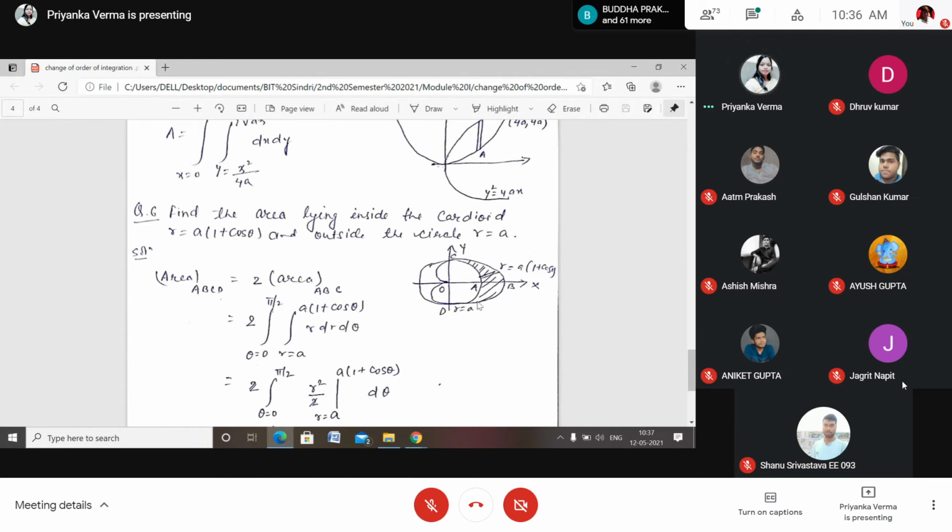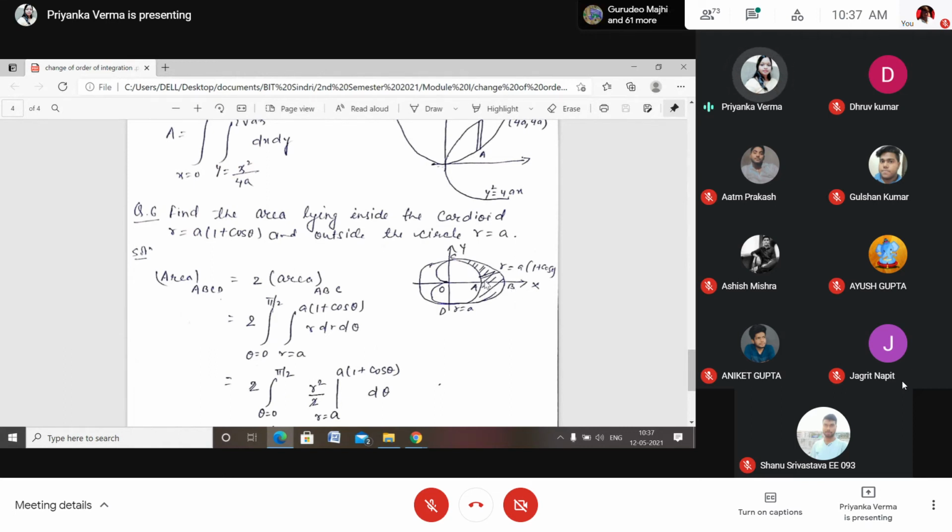Now see, this region is symmetric around the x-axis. So if you want to find the area of this region A, B, C, D, can we write it as 2 into the area of A, B, C? We find its area and multiply it by 2. We can do it.